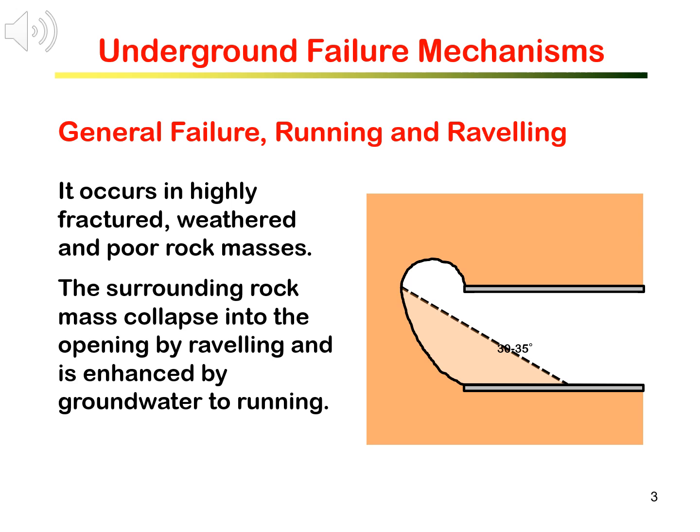General failure in the form of running and raveling occurs in granular and loose materials such as highly fractured, highly weathered, poor, and loose rock masses. The surrounding earth collapses into the opening by raveling. With groundwater, raveling can turn into running and flowing.